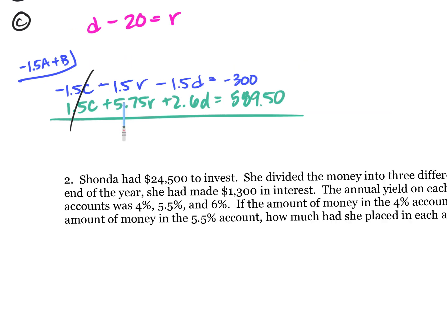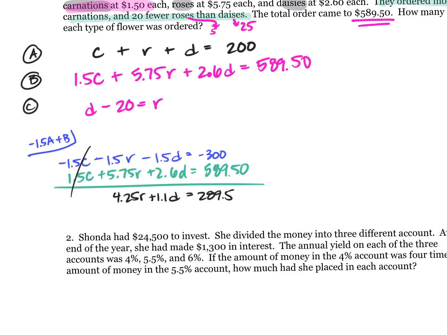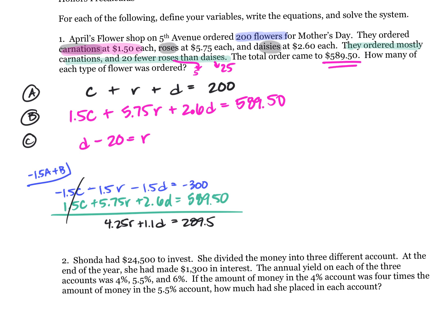So add these up for me, you guys. What'd you get when you did negative 1.5R plus 5.75? What do we get when we added these up? 4.25R. Thanks for double checking each other. What about this? Plus 1.1D equals? Perfect, 289.5. To Mr. Mead's point, right now this one only involved the first two equations. We haven't involved the third one.